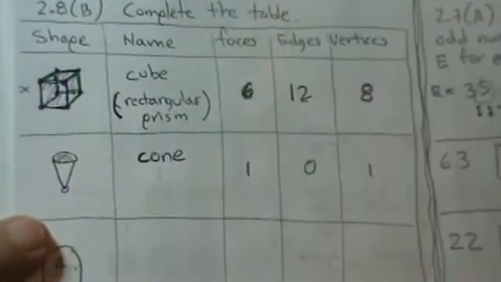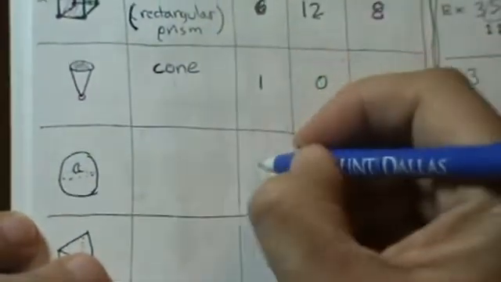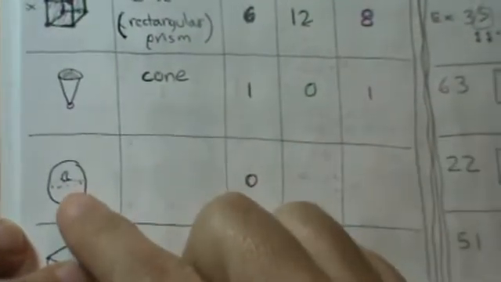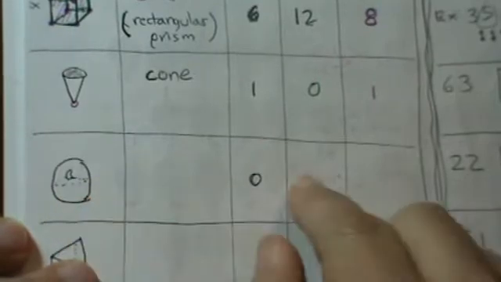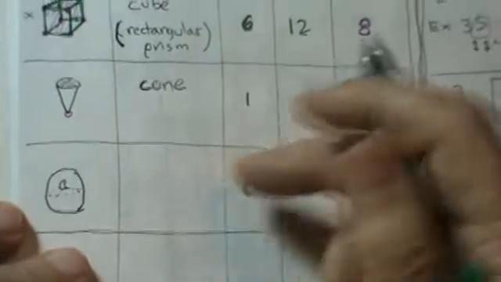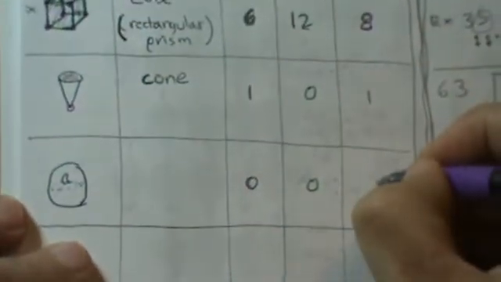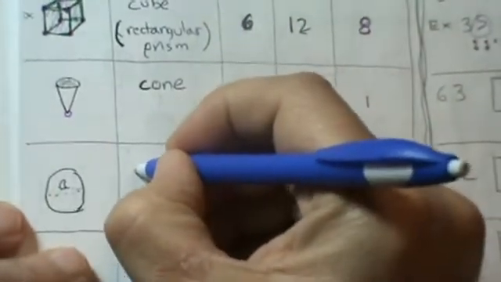Next one. Again, faces, I don't have any face. Remember, faces are flat surfaces, so I don't have any flat surface here. Edges, I don't have any edges, because to have edges I need to have flat surfaces, so I don't have any edge. Vertices, I don't have any vertex. So the name of the shape is sphere.